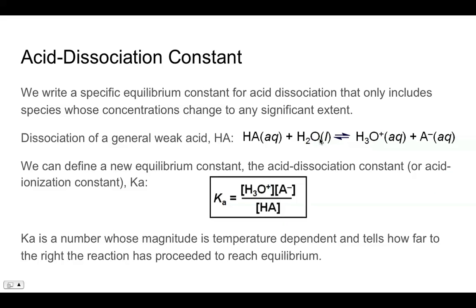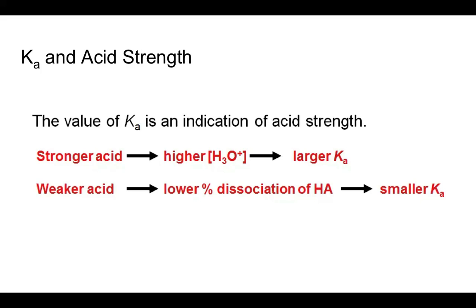In the AP chemistry reference tables, based on the equation I shared with you on the slide before, water is a pure liquid. It's left out of the Ka expression, just like any other pure liquid in terms of K. So Ka, just remember, tells you how far to the right towards the products the reaction has proceeded to reach equilibrium. So the value of the Ka is an indication of acid strength. The stronger the acid, the higher the hydronium concentration, the larger the Ka value.